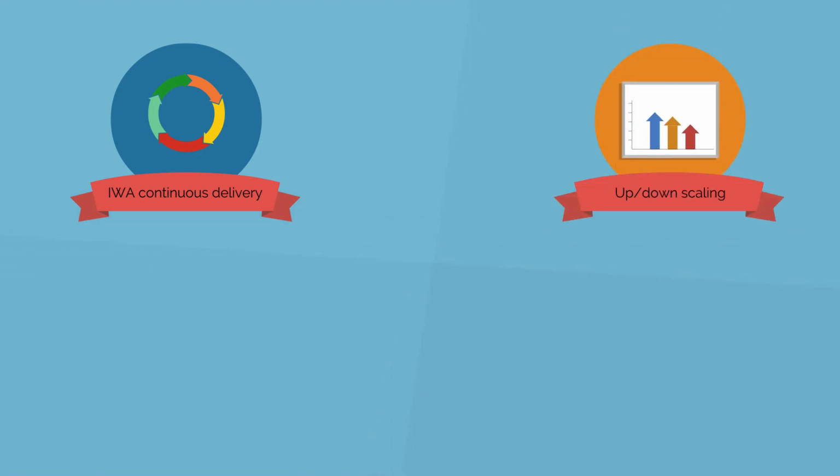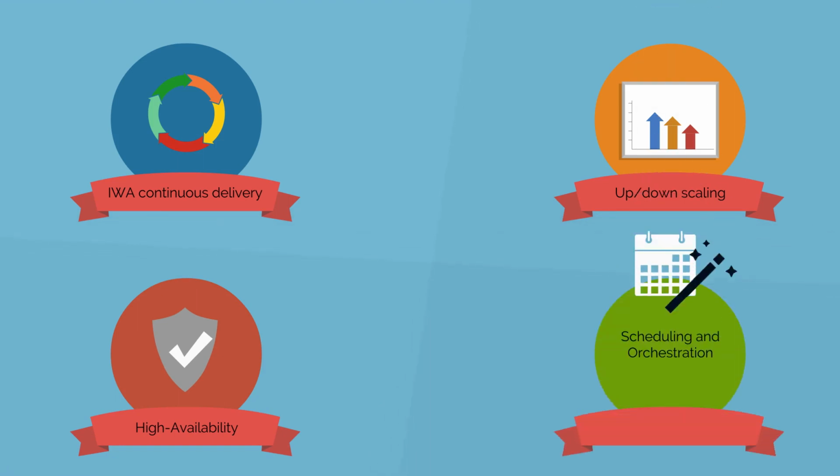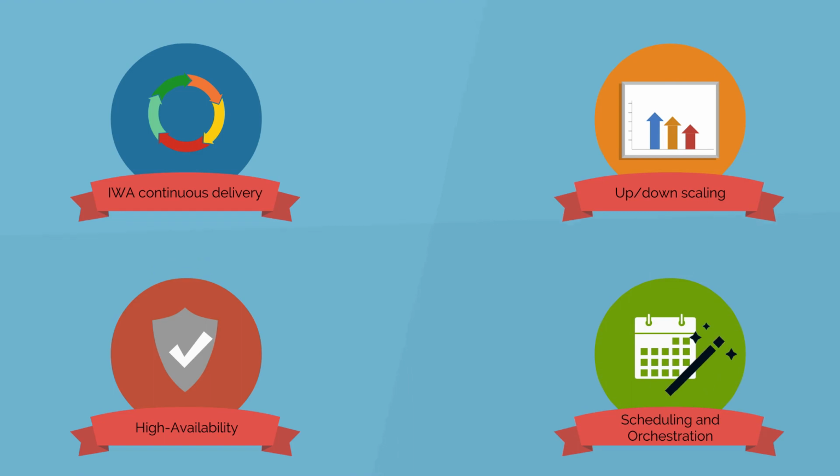Continuous delivery of IWA's Docker container, with faster time to market and flexible scalability. Up and down scaling: with Kubernetes, you can deploy a different number of masters and agents. High availability for agents and agent pools through the Kubernetes clusters. Scheduling and orchestration of Kubernetes workload, through the Kubernetes command line bundled into the IWA agent image.